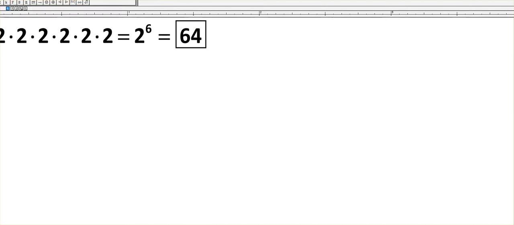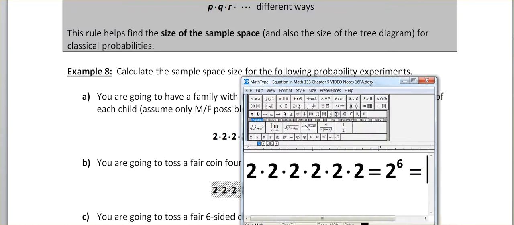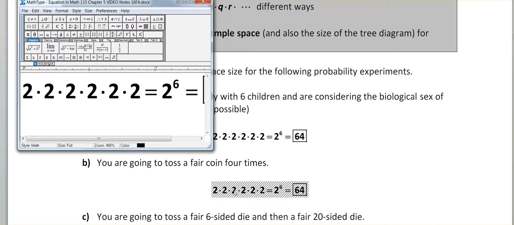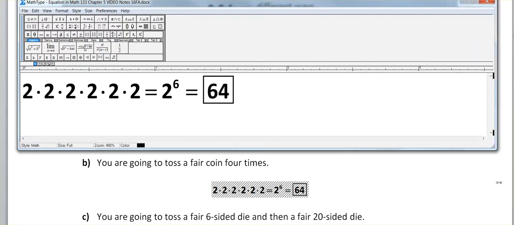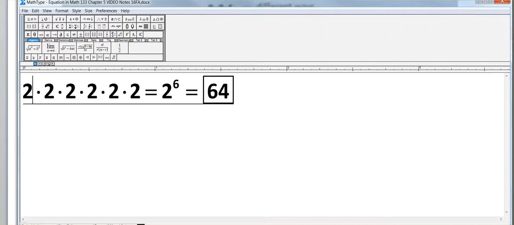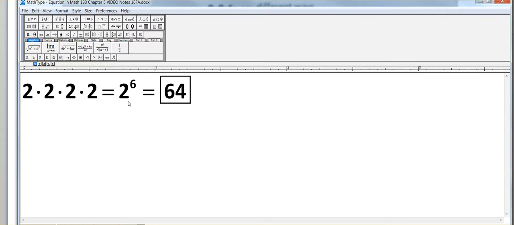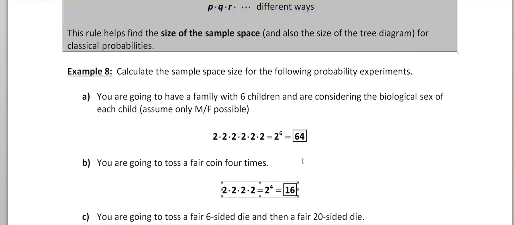Hold on, let me make this larger for you guys to be able to see this. There we go. So we have 2 options for the first coin, 2 options for the second coin, 2 options for the third coin, 2 options for the fourth coin, and we stop there because we're only going to do this 4 times. That means that we have 2 to the 4th, which is 16 different options. It wouldn't be fun to do it, but you could.